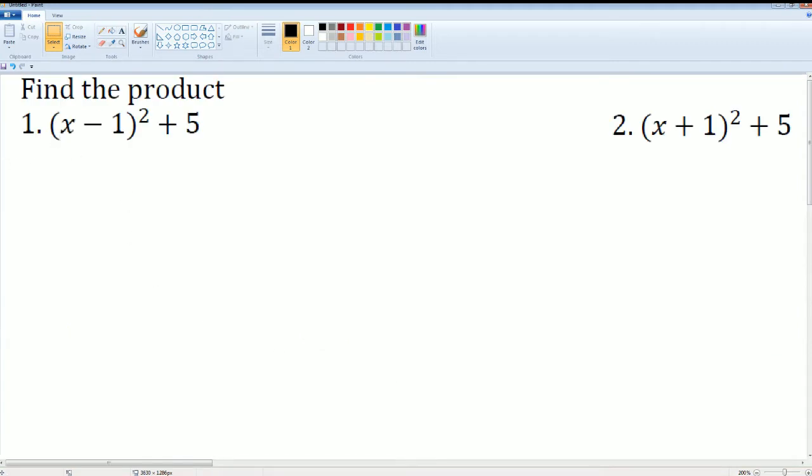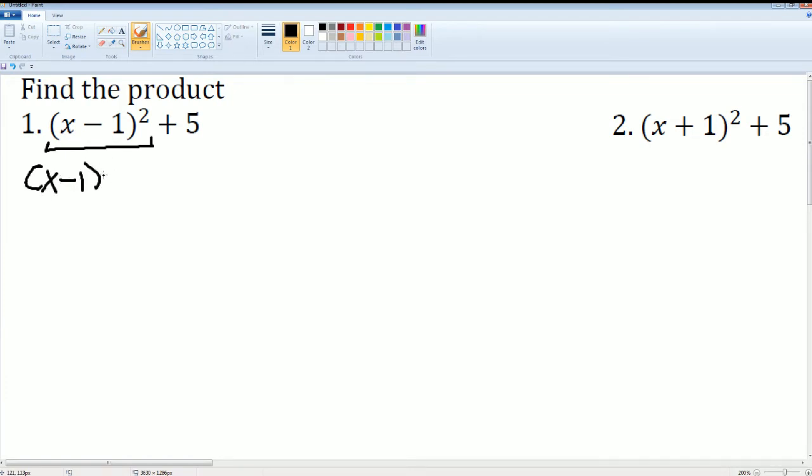So we have x minus 1 squared plus 5. My goal is to find the product, so let's deal with this part first. This needs to be equal to something. Let's figure out what that is. I'm going to expand it out. It should look like this.